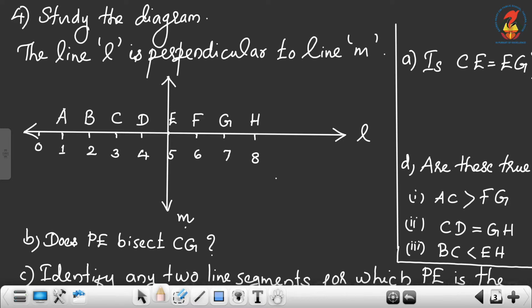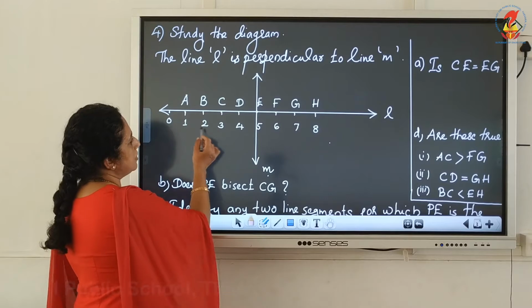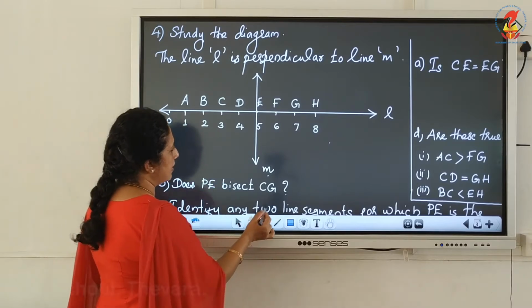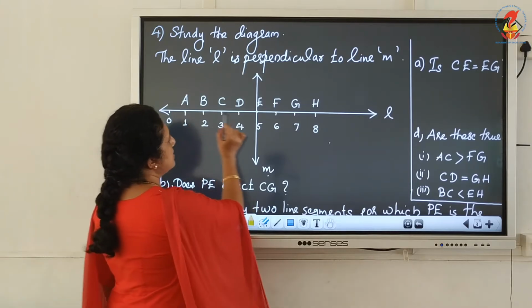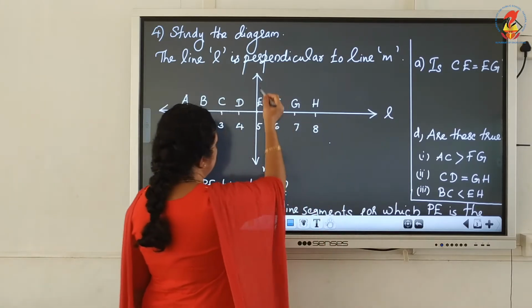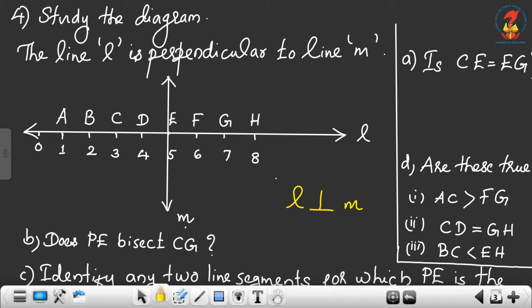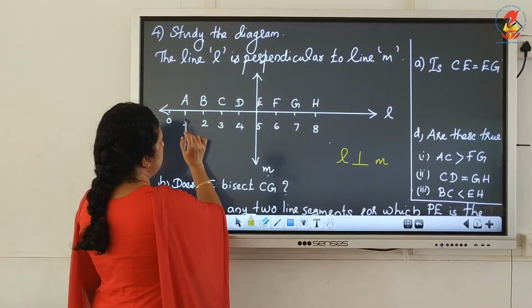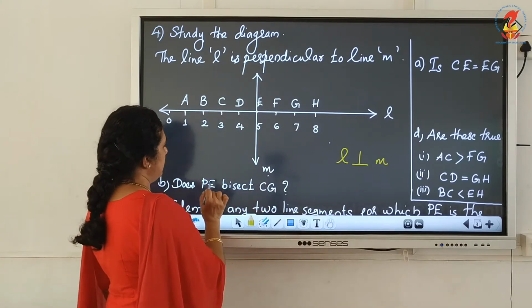Now the next question. Study the diagram. The line L is perpendicular to line M. Now look at this diagram. You can see the line L and the line M, and the line L is perpendicular to line M. Then you can see the points marked on the line L.